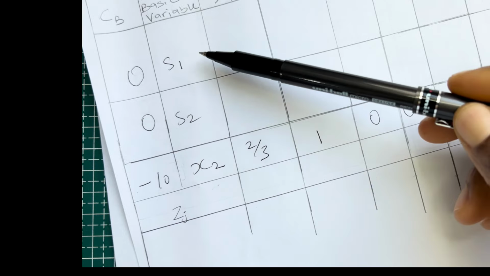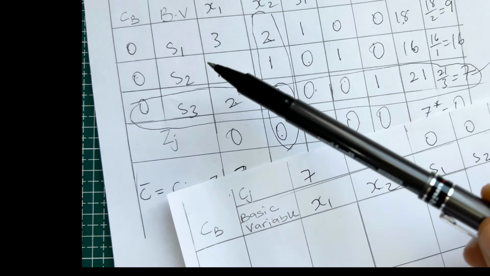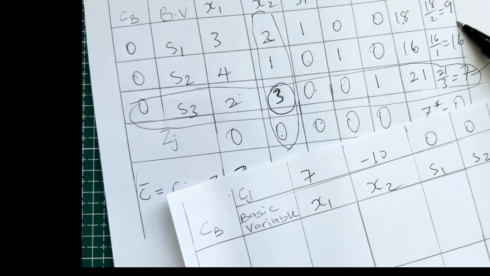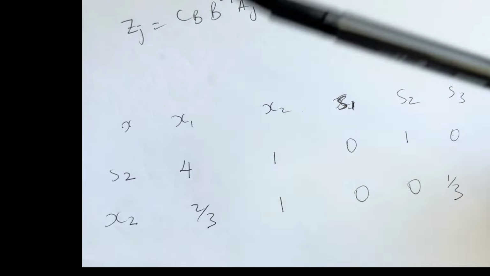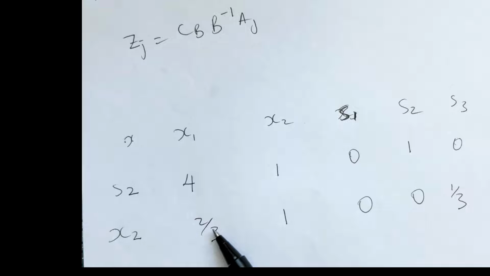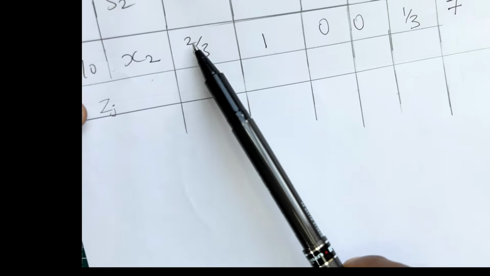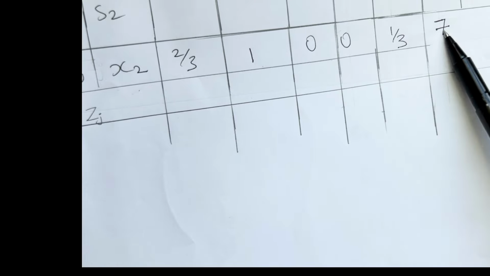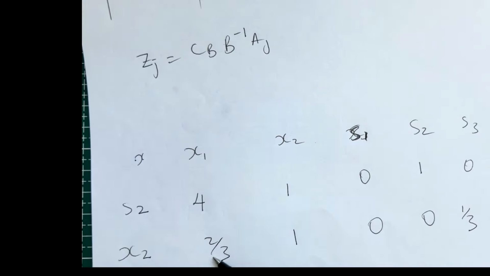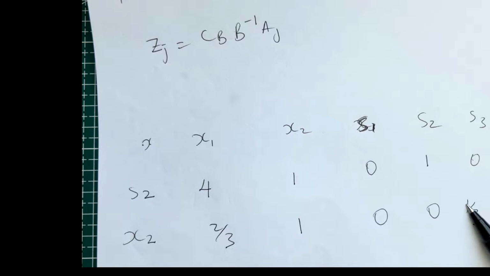So the next is we're going to find the missing values here. For us to find x2 here, we are going to write out these values and also write out the values for x2, which is this, to find our new values. So I'm going to show you what I'm saying. I've written down the values here. For x2 here, we have 2 over 3, 1, 0, 0, 1 over 3, and 7.